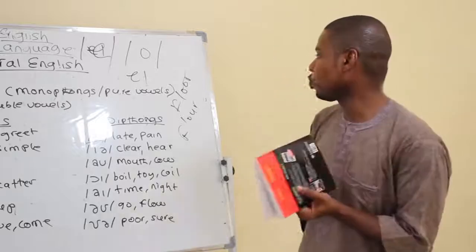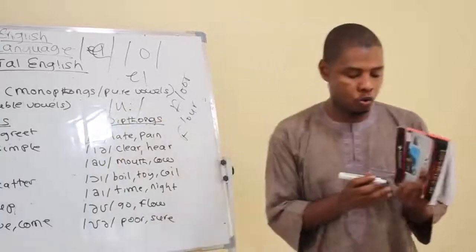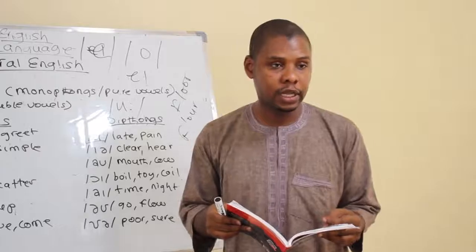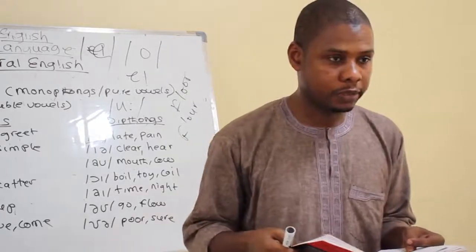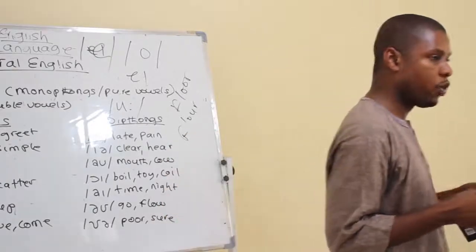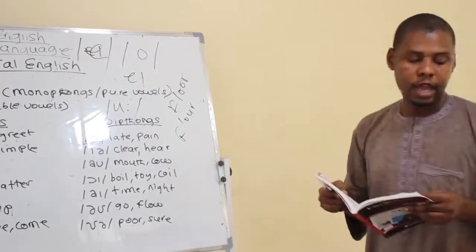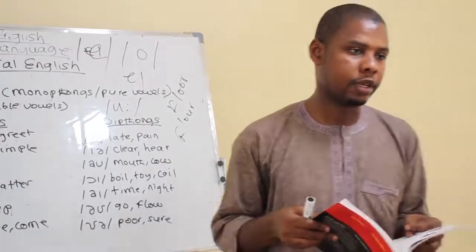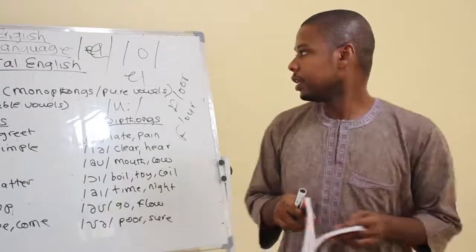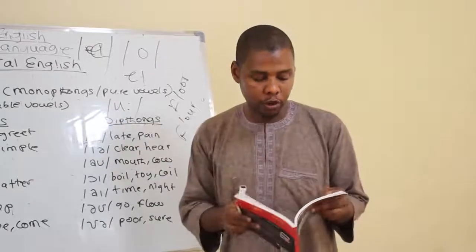Now, the last example under here is ooh. We're looking for this sound now. So I'll give you the options. Are you ready? We have look, we have book, we have push, we have fool, and we have June. Now, which one will you choose? This is the ooh sound.